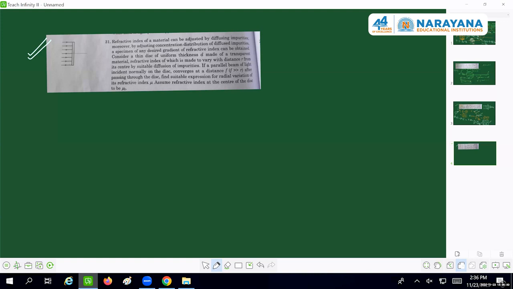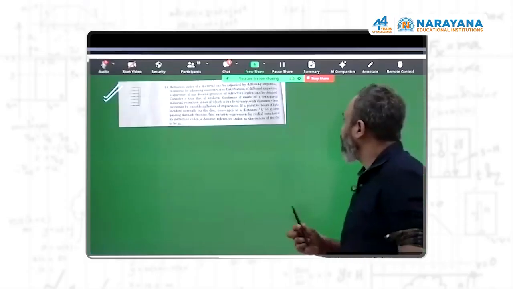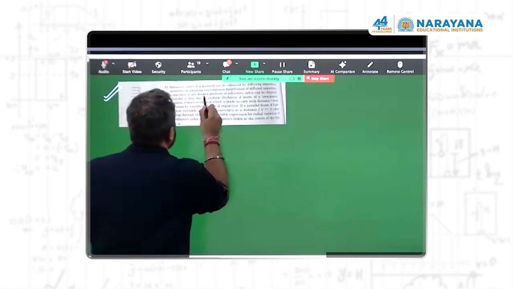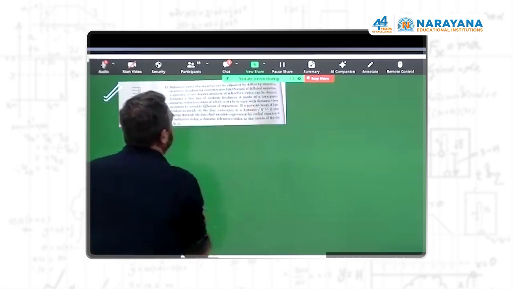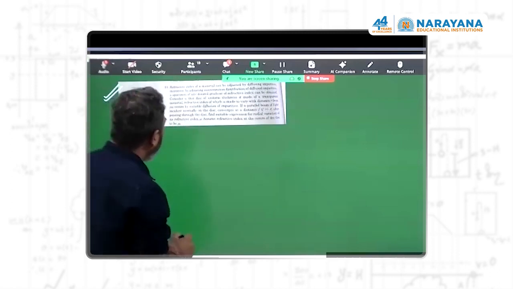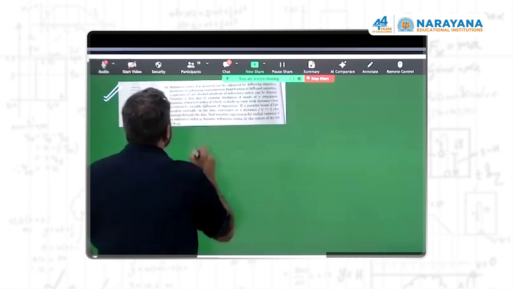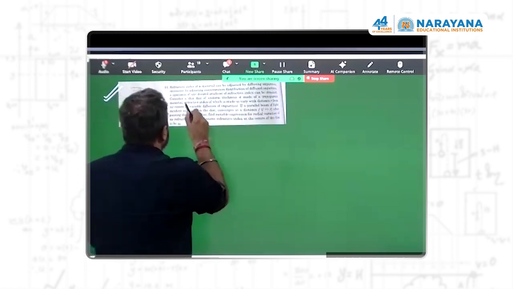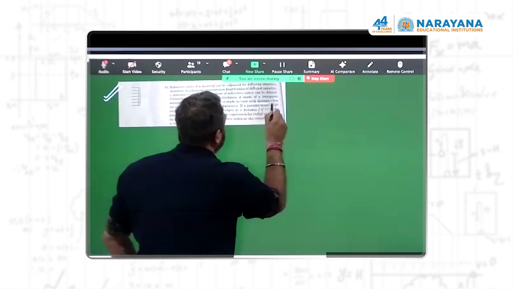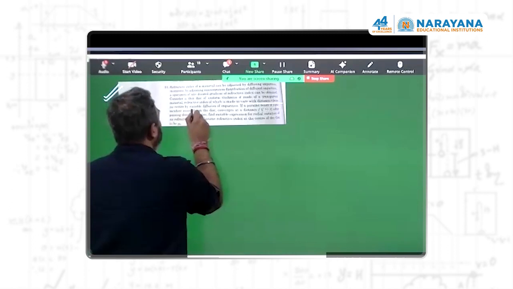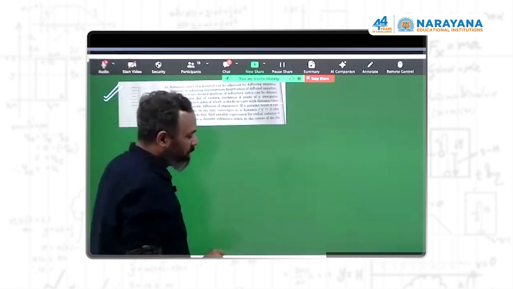Refractive index of a material can be adjusted by diffusing impurities. Moreover, by adjusting concentration, distribution of diffused impurities, a specimen of any desired gradient of refractive index can be obtained. This is interesting. Now consider a thin disc of uniform thickness D made of a transparent material, refractive index of which is to be made to vary with distance r from its center by suitable diffusion of impurities.